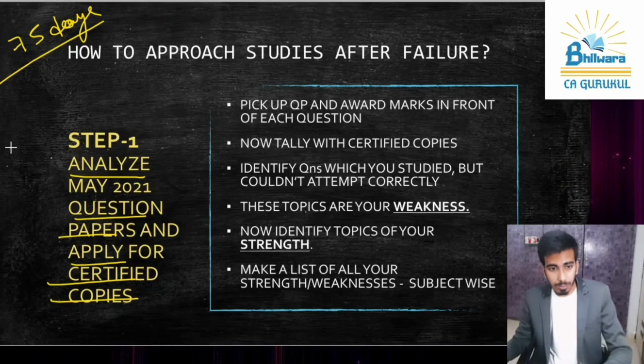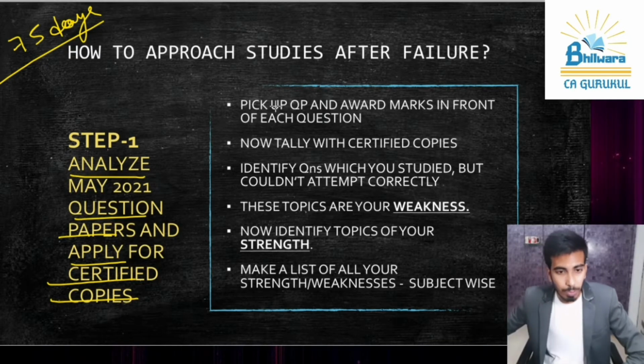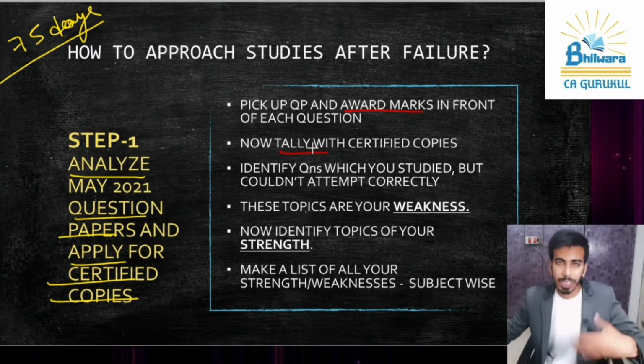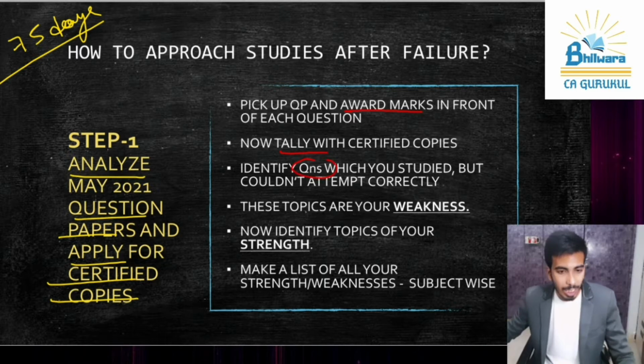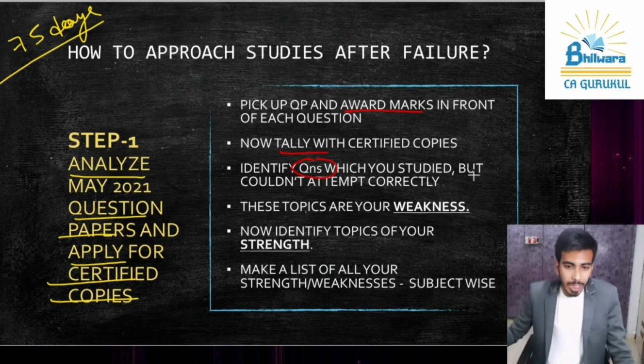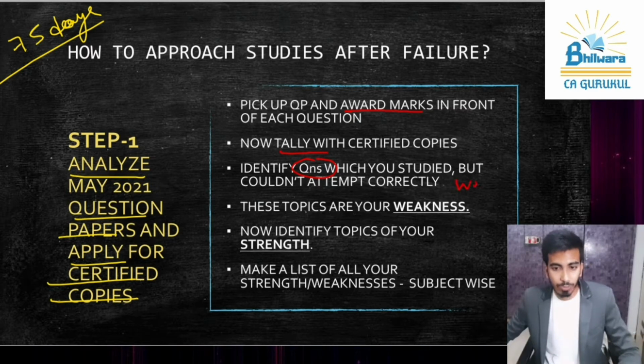Okay, so what you have to do is pick up the paper and award marks in front of each question. Now tally with the certified copies. When the certified copies come, identify questions which you studied but couldn't attempt correctly. This is the major area of weakness. This is your weakness exactly.